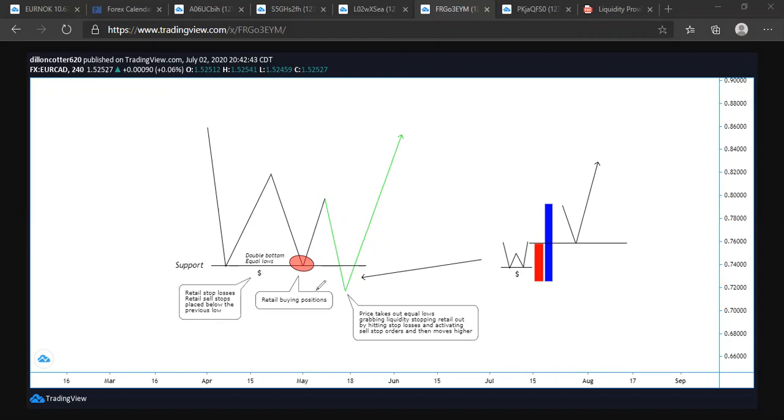Even 100% of the time, retail can be right about directional bias per se, but it's just the point of their entry, where they enter way too early in the market before any type of manipulation occurs, okay?